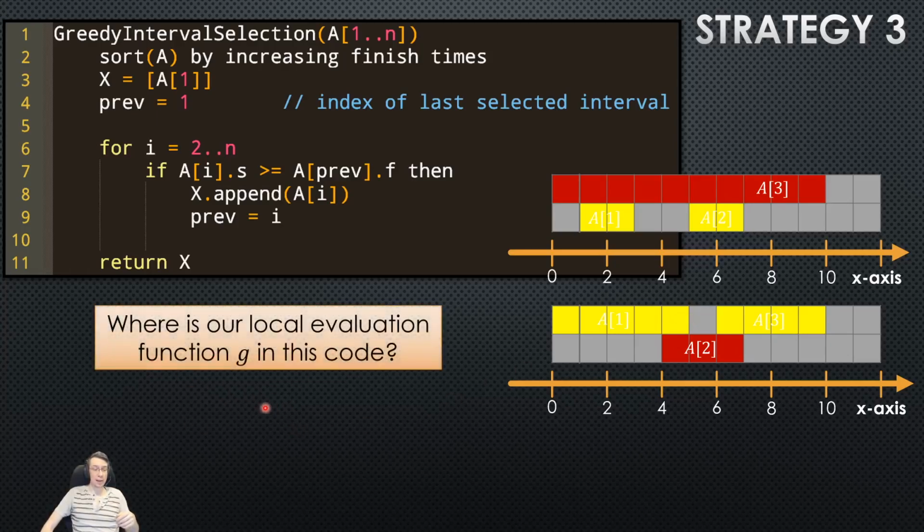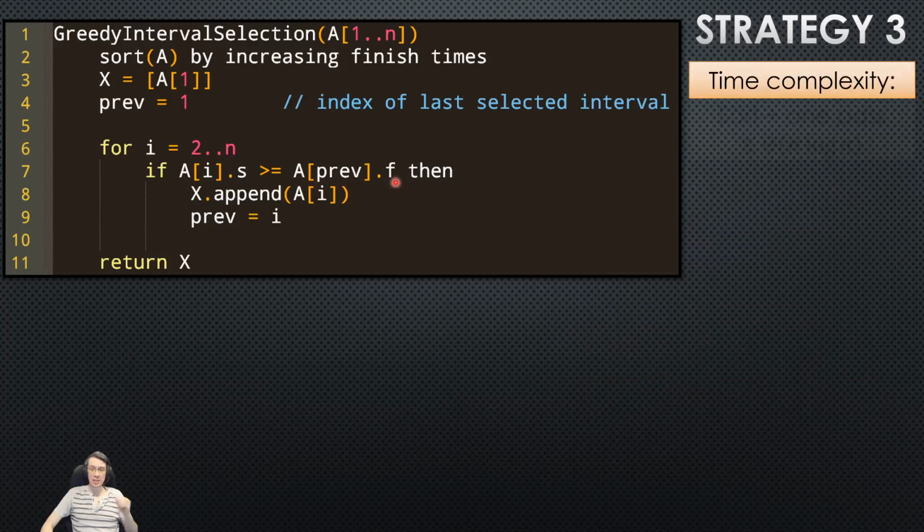Where is our local evaluation function in this code, by the way? We never actually check, out of all the choices we could make, which one has the smallest finish time. Well, it's just embedded in the sort, right? We're taking the first interval that we can that doesn't intersect any previous intervals. That's it.